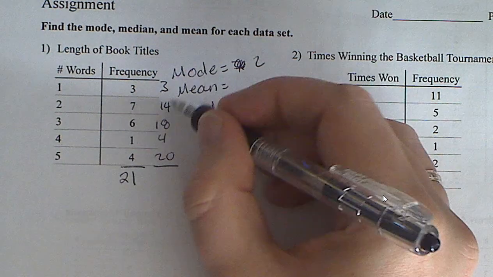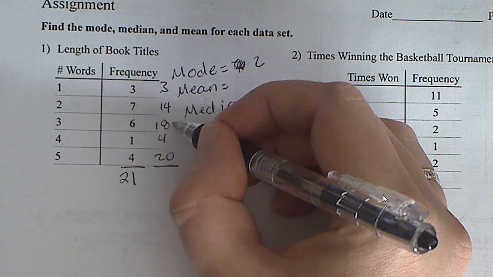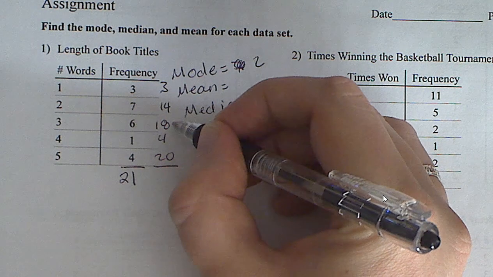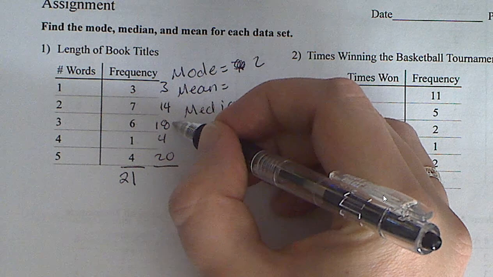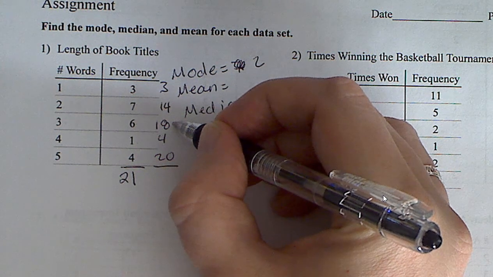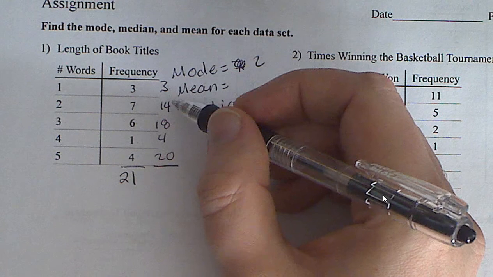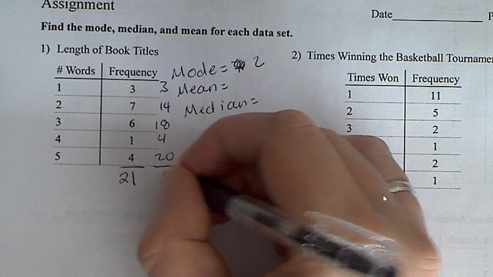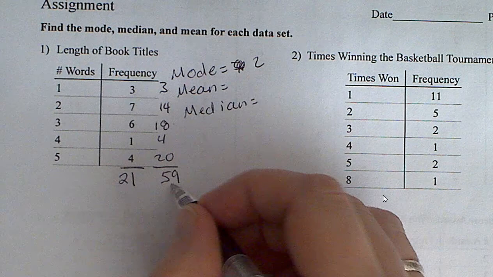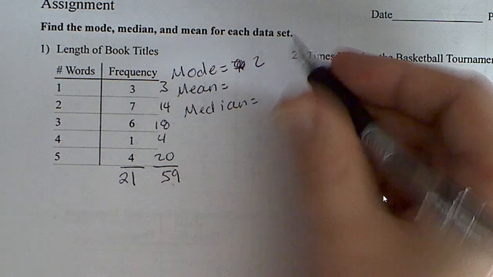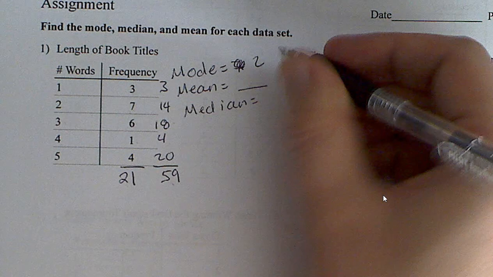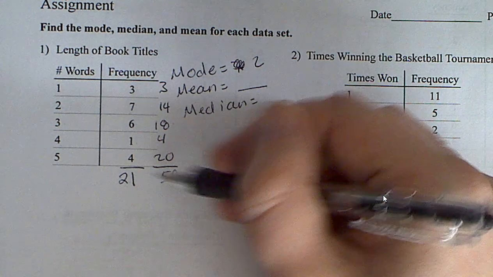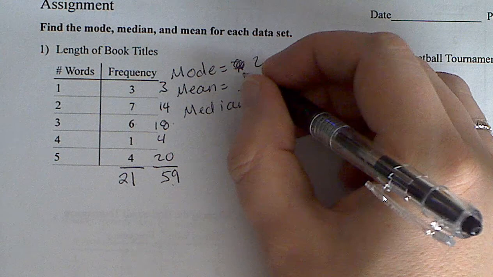So 17 plus 18 is how much? Okay, so yeah, these add up to be 59. And then I do this number divided by that number to get the mean. So 59 divided by what? 21? This number divided by that number and go to 2 decimal places. So what is it?